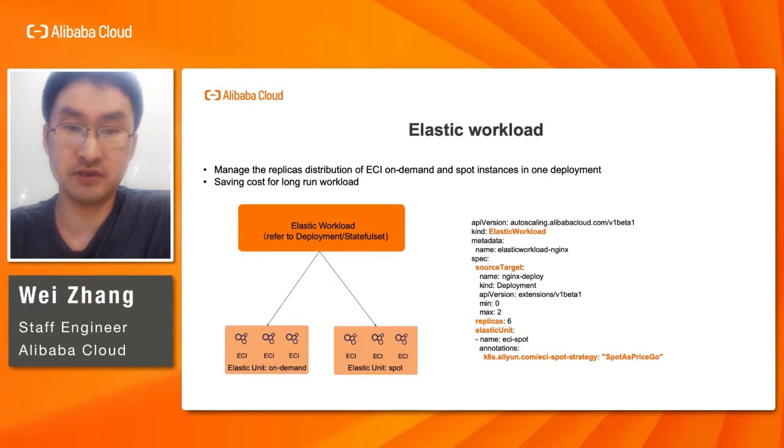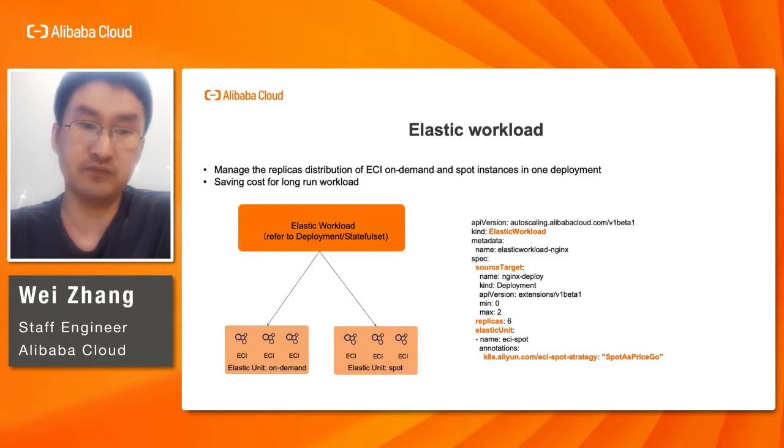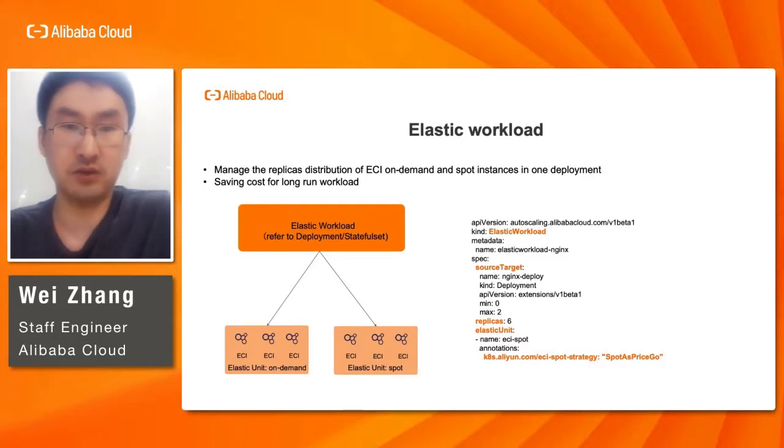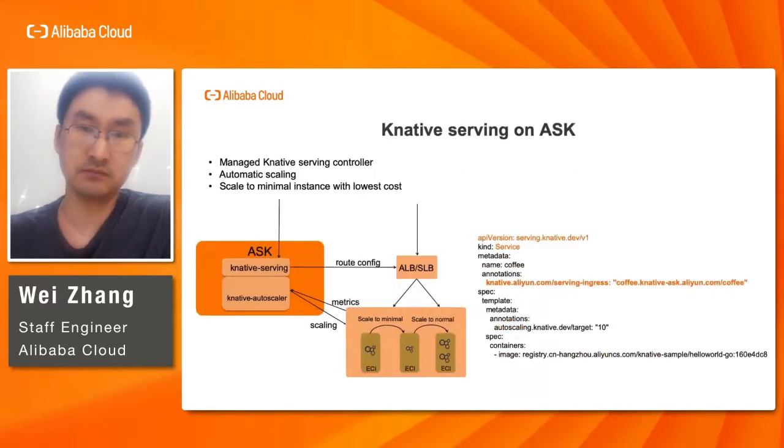With the last workload, we can manage the replicas distribution of ECI on demand and spot instance in one deployment. This can save cost for deployment or stateful set workload. In this YAML example, the deployment nginx will have 2 replicas running in normal ECI on demand, and the rest 4 replicas run as spot ECI.